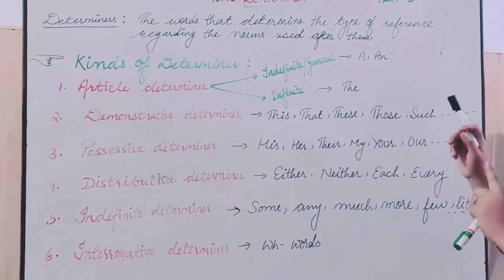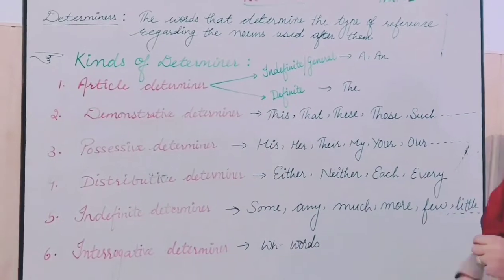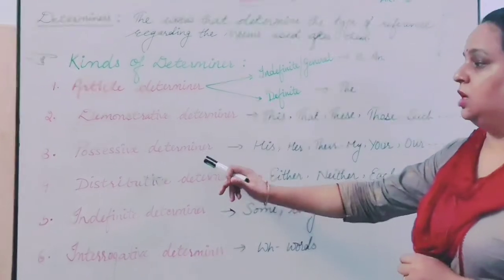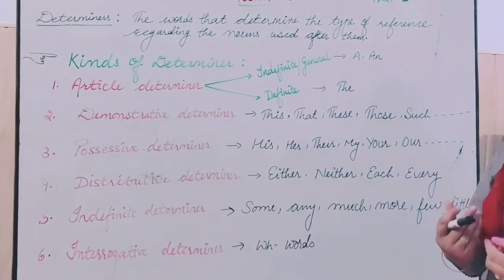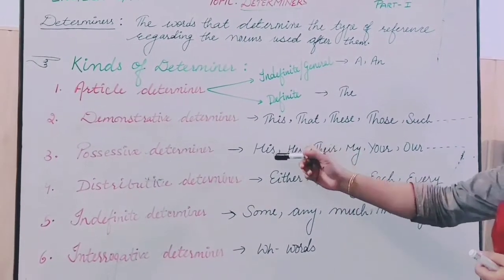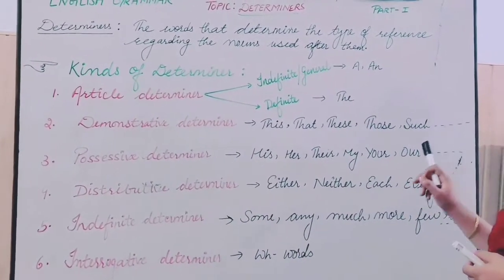Next one is demonstrative, so that is this, that, these, those, such, etc. So these words are in the category of demonstrative determiners. Next, third, is possessive determiner. Possessive is what? Which shows the ownership, right? So this is his, her, their, my, your, our.